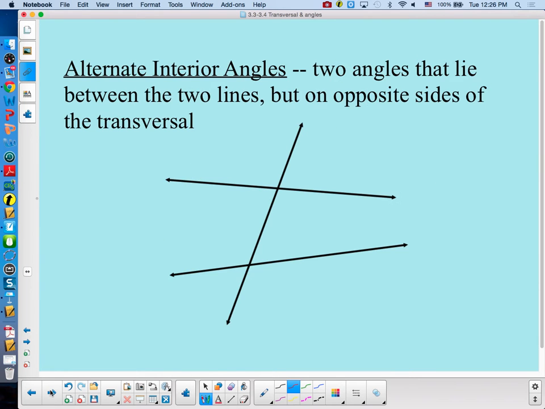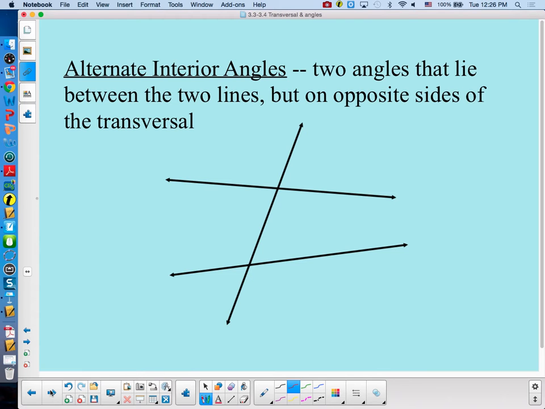Second type, alternate interior angles. Alternate interior angles: two angles that lie between the two lines, but on opposite sides of the transversal. The transversal is the one that intersects the other two. So we want to go on opposite sides of the transversal. So the way my picture is, we'll have one on the left side of the transversal, one on the right side. And they have to be between the two lines.